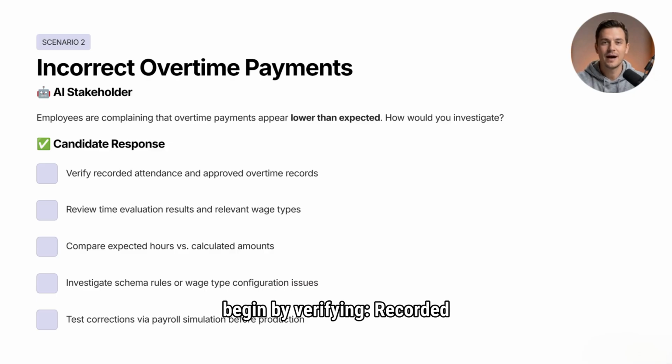Candidate response: I would begin by verifying recorded attendance data, approved overtime records, time evaluation results, and relevant overtime wage types. Next, I would review payroll calculation results to confirm how overtime hours are being processed. I would compare expected overtime hours, calculated overtime amounts, and wage type configuration rules. If discrepancies exist, I would investigate whether payroll schema rules or wage type assignments are causing incorrect calculations. After identifying the root cause, I would test corrections using payroll simulation before moving changes into production.